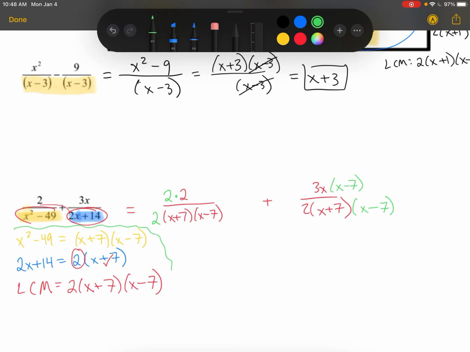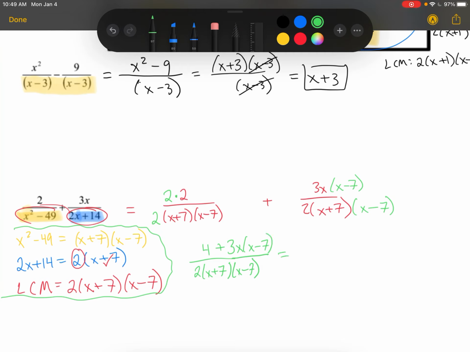So I'll kind of box this so it doesn't get in the way of any of our addition that we're doing here. But now that we've done this, we have 4 over 2x plus 7, x minus 7, and then on the other side, we have plus 3x times x minus 7.